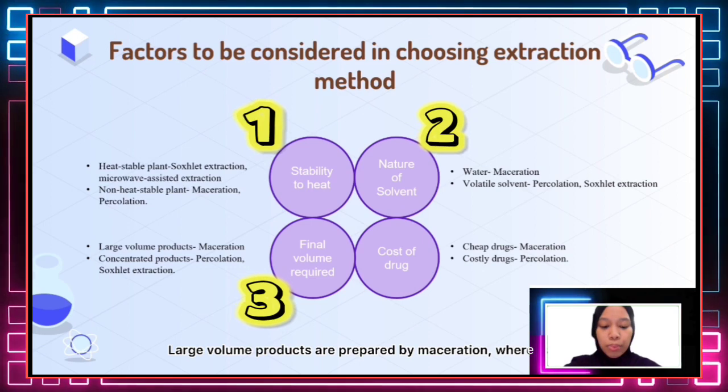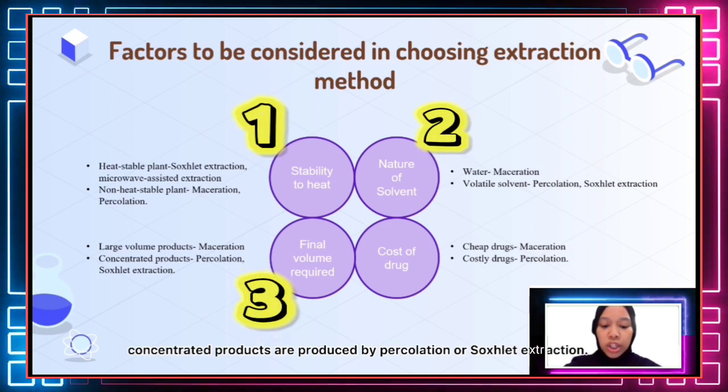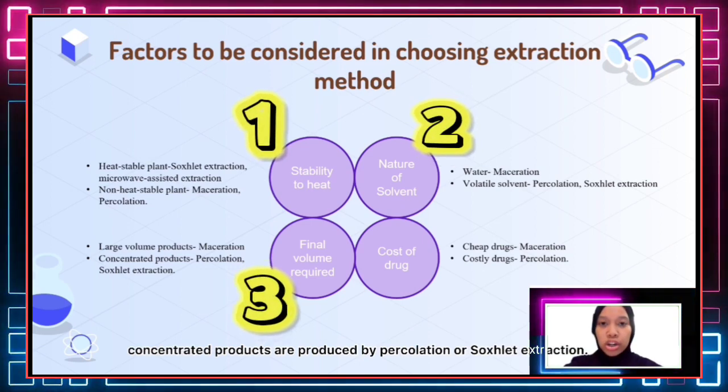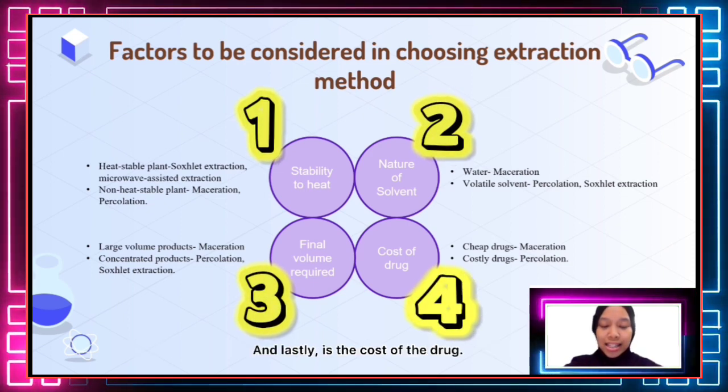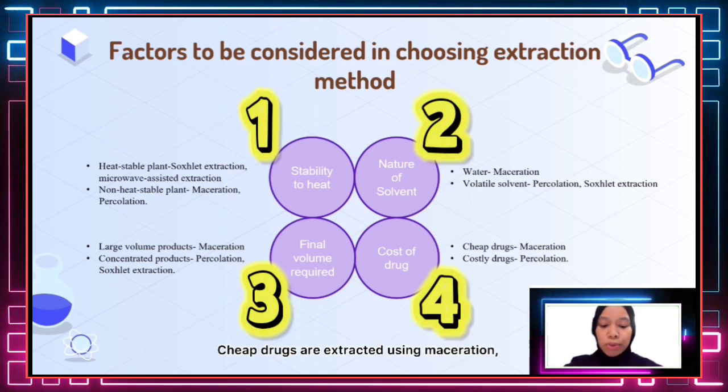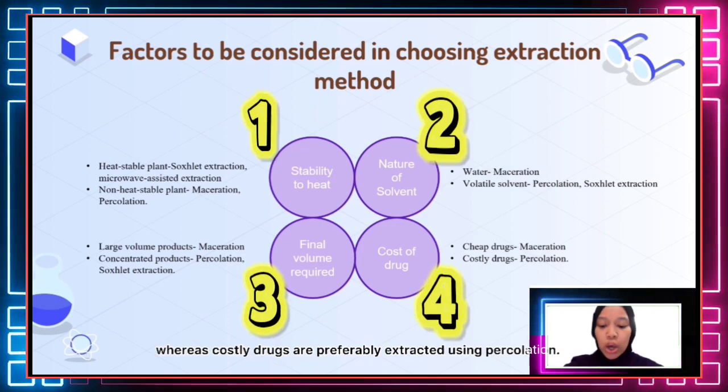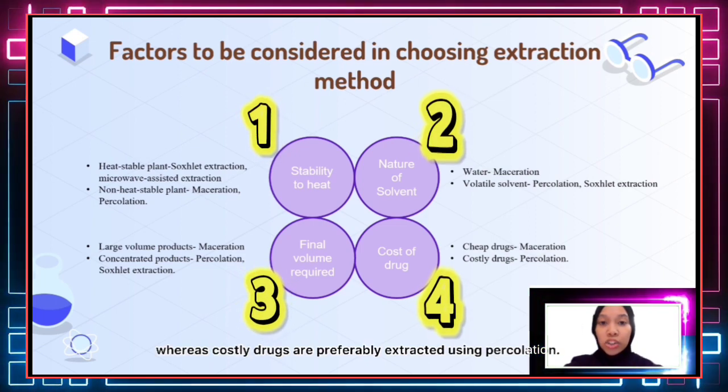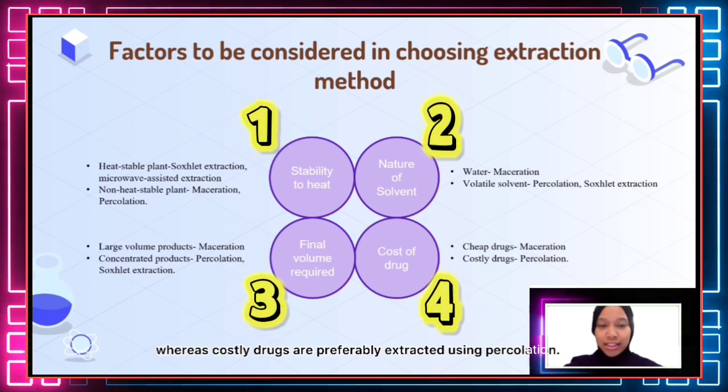Third one is the final volume required. Large volume products are prepared by maceration, whereas concentrated products are produced by percolation or soxhlet extraction. And lastly is the cost of the drug. Cheap drugs are extracted using maceration, whereas costly drugs are preferably extracted using percolation.